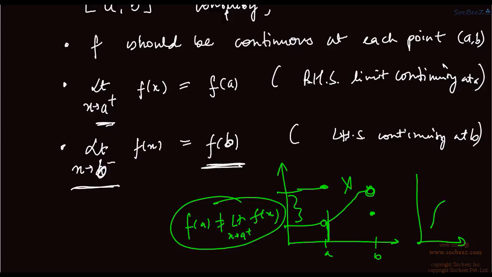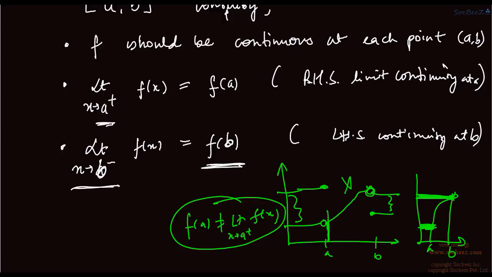But if A and B are like this, A is this and B is this, then A will have some value close to A and B will have close to B. So these values will not have any difference, but these two values will have a much bigger difference. So this is how we judge the continuity between an open interval, between a closed interval.